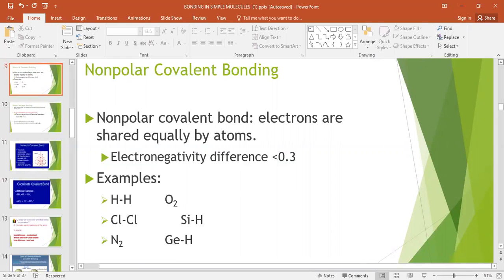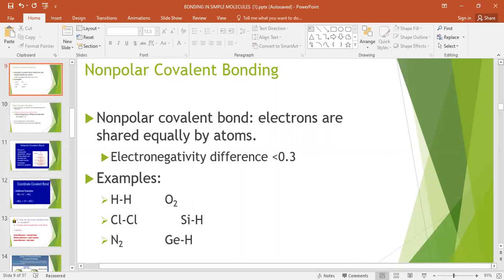Again, I am going to revise. The first difference is partial positive and negative. The second difference is equal and unequal. And the third difference is the value of electronegativity. If you got a value less than 0.3, which type of covalent bonding? Clear now? How will you get the difference? Just subtract the two values.